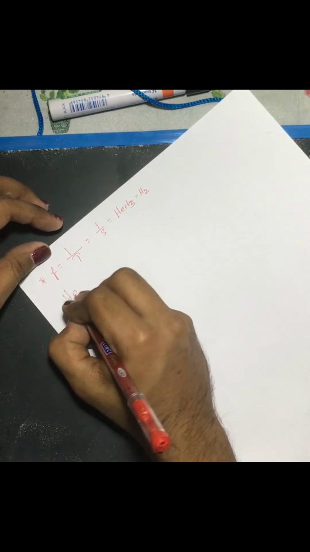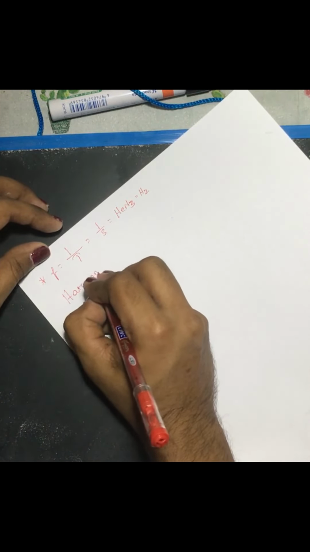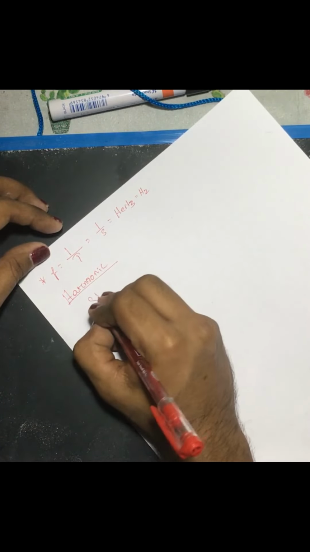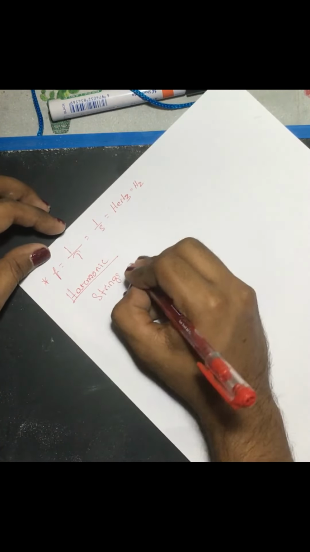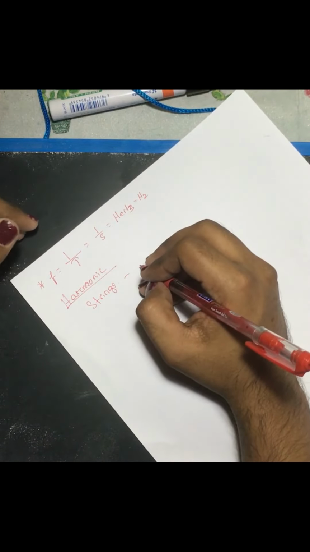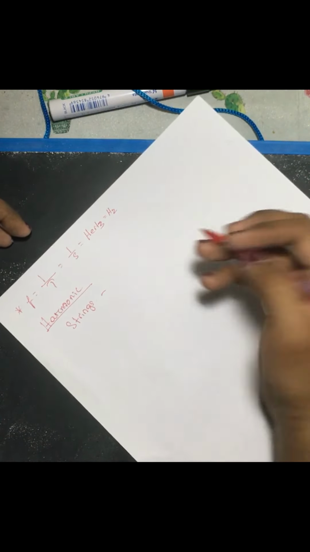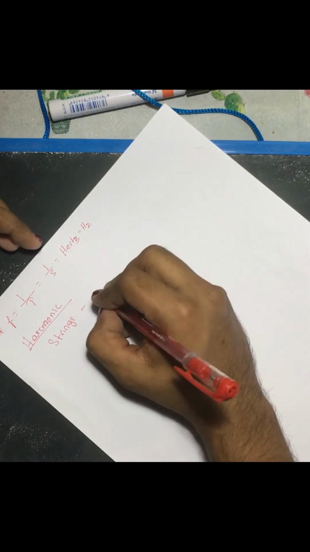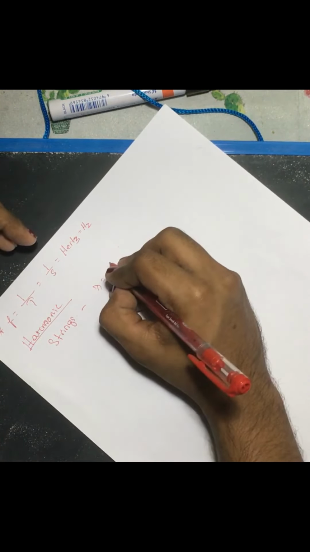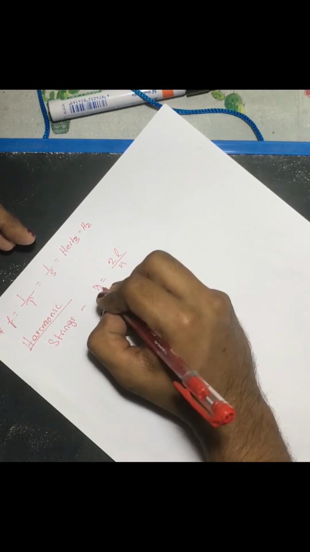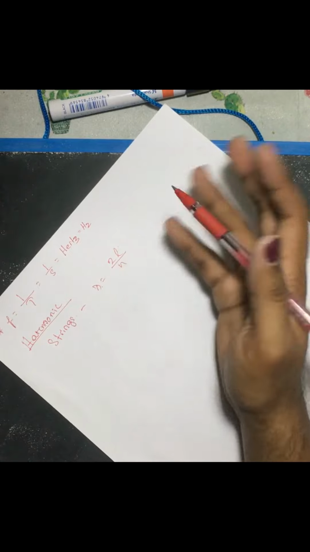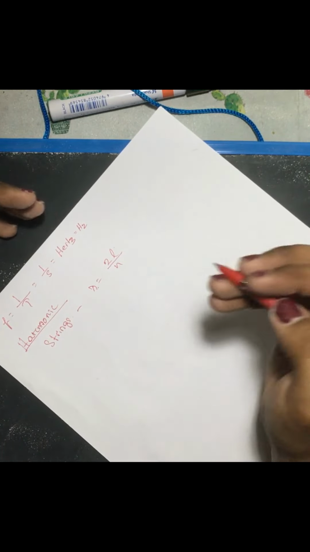So the second formula is for harmonics for strings. I don't think it's necessary to memorize the formula because I've never actually memorized it. I've seen patterns and then I've realized that's how it should be. We find the wavelength by this formula, 2L by n, for any sort of harmonic, and this is for strings.